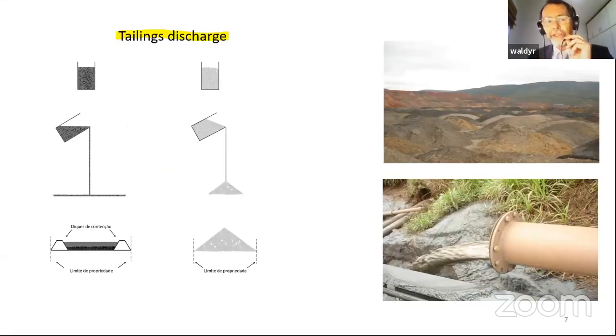Let's talk about the tailings discharge. This is a scheme where we show two extreme possibilities as far as the consistencies of the tailings. In the first one, the material is more like a liquid, and when you pour this material on a flat surface, you are going to see that the material spills away and covers all the area. If it's a level terrain, it's going to cover all the area. There will be no thickness to it.